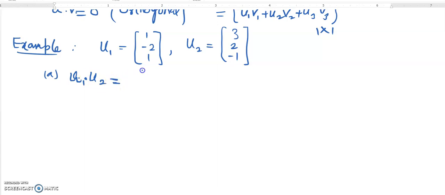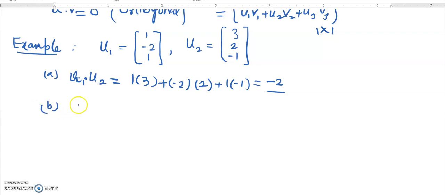From the previous definition, the dot product of these two vectors will be 1 times 3 plus minus 2 times 2 plus 1 times minus 1. So it will be 3 minus 4 minus 1, which is minus 2. 3 minus 4 is minus 1, minus 1 minus 1 is minus 2. So u1 dot u2 will be minus 2.